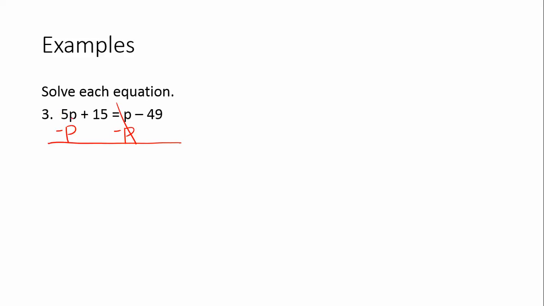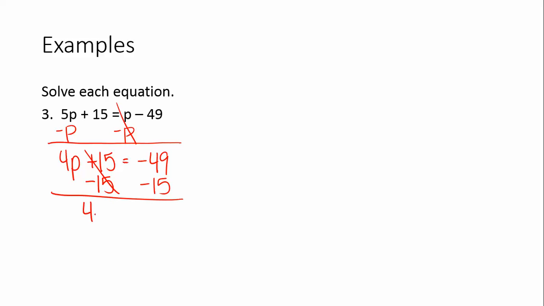So on the other side we have 5p minus p. So essentially you have 5 p's and you're taking 1 away. So you have 4 p's plus 15 equals negative 49. Now again, we're back to a two-step equation, so we subtract the 15 first. Remember, we do PEMDAS in reverse order. So we have 4p equals, and we have a negative 49, and we're subtracting 15. So that should be a negative 64.